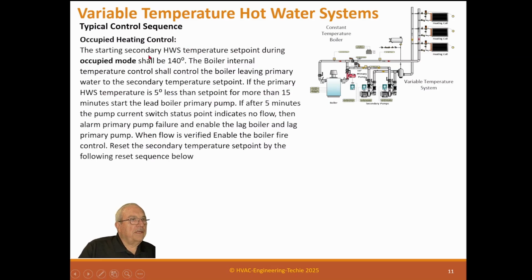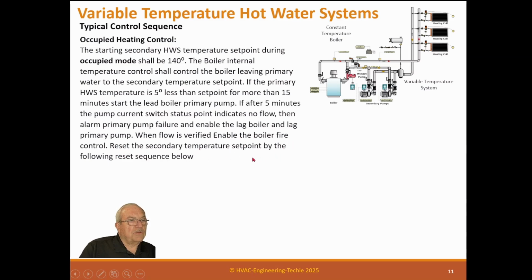So this is occupied heating control. The starting secondary hot water supply temperature set point during occupied mode should be 140 degrees. The boiler internal temperature control shall control the boiler leaving primary water to be the secondary temperature set point. If the primary hot water supply temperature is 5 degrees less than set point for more than 15 minutes, start the lead boiler primary pump. If after 5 minutes the pump current switch status point indicates no flow, then alarm primary pump failure and enable the lag boiler, if you have a lag boiler, and lag the primary pump. When flow is verified, enable the boiler control.